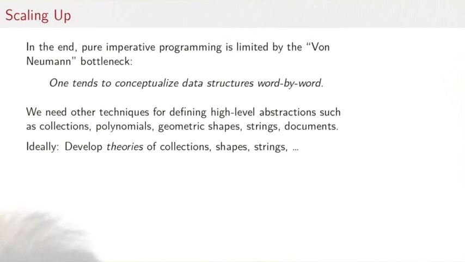So John Backus argued that in the end pure imperative programming is limited by the von Neumann bottleneck, which means that we conceptualize data structures word by word. If we want to scale up, we need to define higher level abstractions such as collections, polynomials, geometric shapes, strings, documents, and so on. And to be thorough, we need theories of these higher level abstractions, collections, shapes, and so on, so that we are able to reason about them.